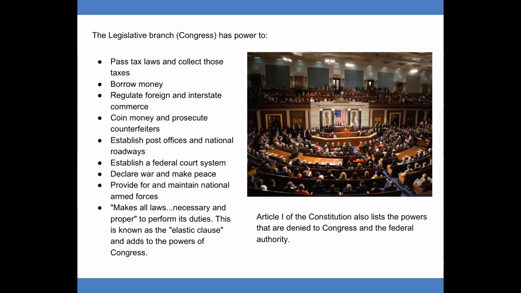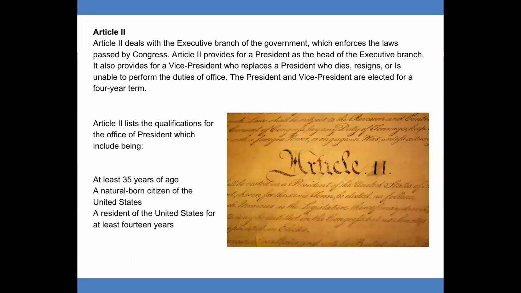The legislative branch, Congress, has power to pass laws and collect taxes, borrow money, regulate foreign and interstate commerce, coin money and prosecute counterfeiters, establish post offices and national roadways, establish a federal court system, declare war and make peace, provide for and maintain national armed forces, and make all laws necessary and proper to perform its duties. This is known as the Elastic Clause, and adds to the powers of Congress. Article 1 of the Constitution also lists the powers that are denied to Congress and the federal authority.